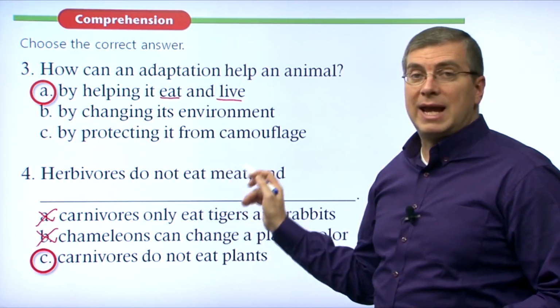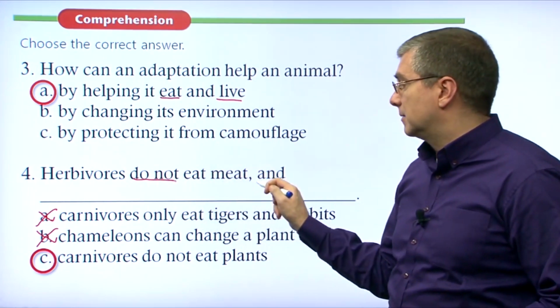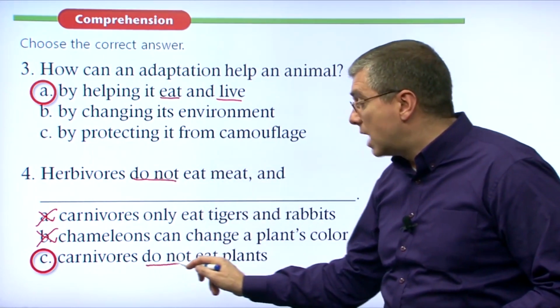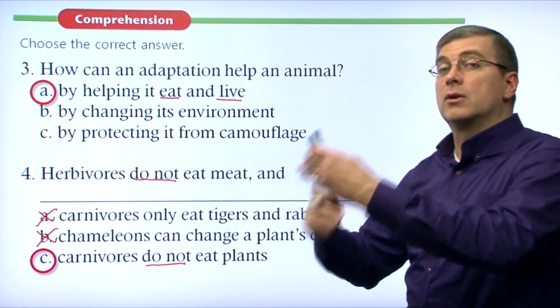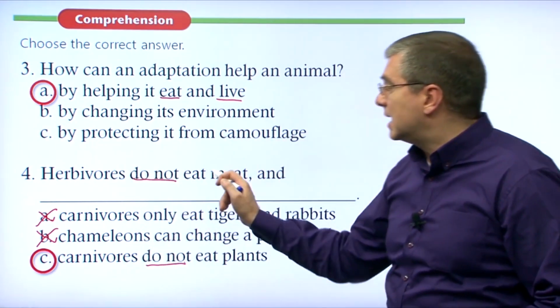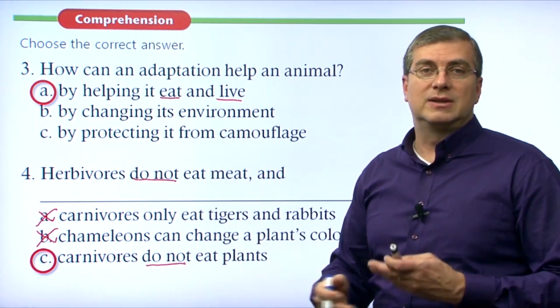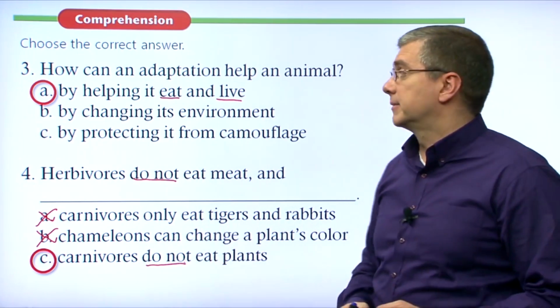Now we're using the negative, right? Herbivores eat plants. They do not eat meat. And carnivores do not eat plants. It's the other way around. Herbivores eat plants. Carnivores eat meat. So we can also use negative to show this difference between the two animals.